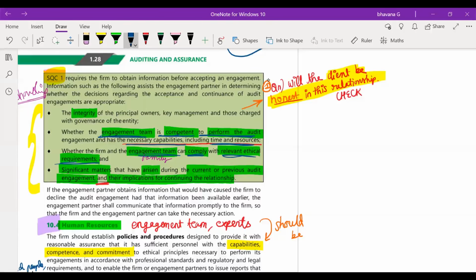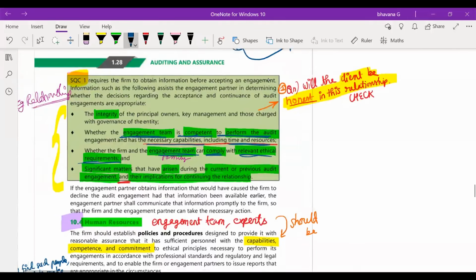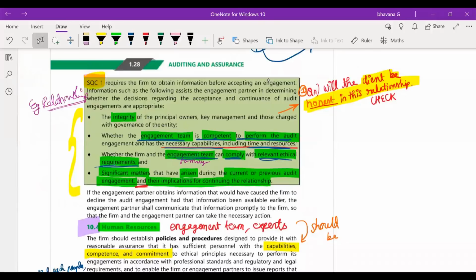Which ethical code? COPPI. Okay. Yes, very good. So they are telling you the engagement team must comply with the relevant ethical requirements. Next, they have to see whether significant matters have arisen from current or previous audit engagements and their implications for continuing the relationship. Okay, so you may think this is very hard to remember. So here I have given you examples so you are able to remember better.